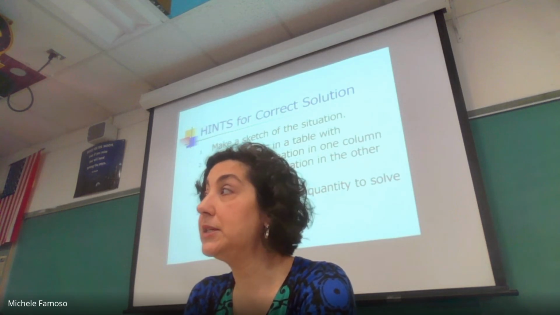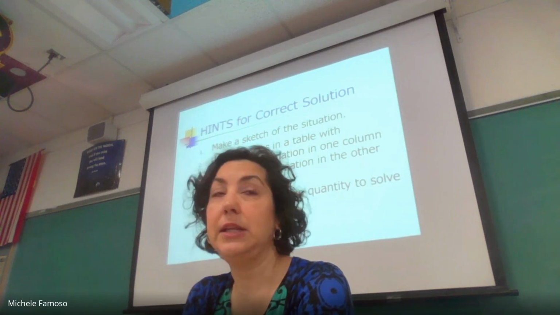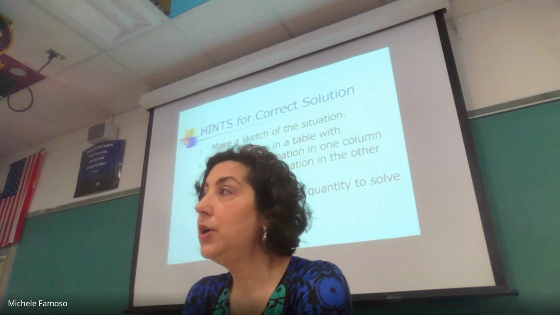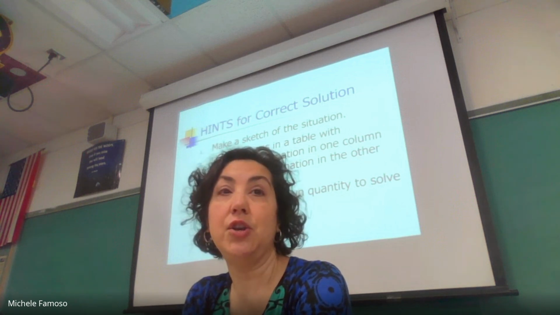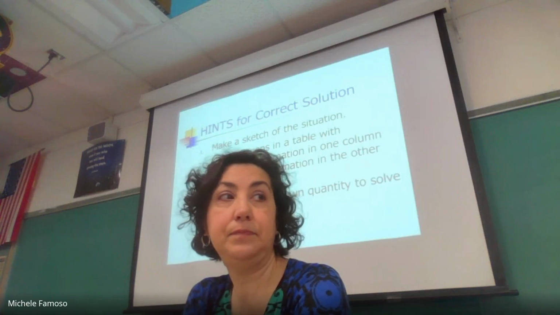So first step will be sketch it. Second will be list the givens in a table. Third step, identify your unknown in the table.